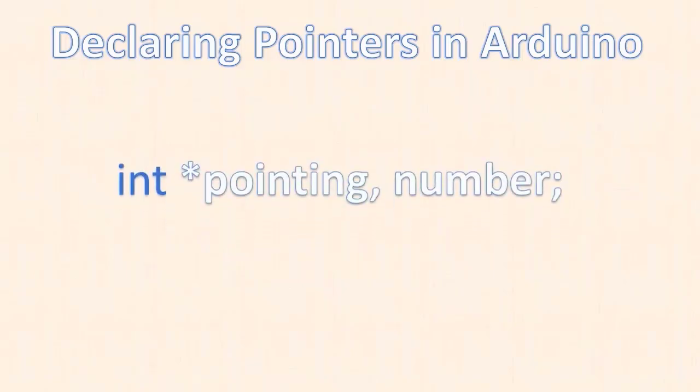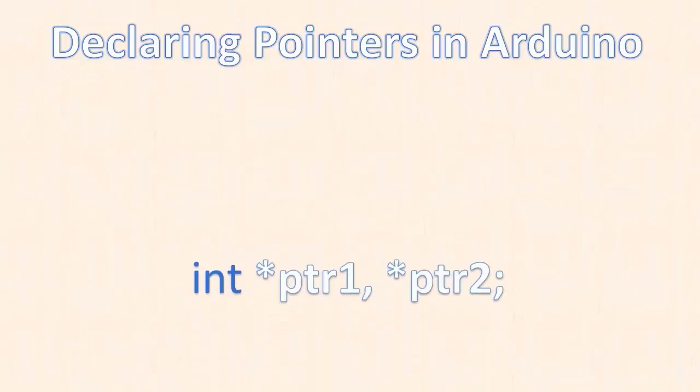Let's talk about pointers in your programs. Like other variables, you must declare a pointer before using it. For example, the declaration here declares the variable pointing to be of type int. You could read the declaration to say, pointing is a pointer to an integer. The variable number is just a standard integer, not a pointer to an integer. The asterisk in the declaration applies only to pointing. Each variable you want to declare as a pointer needs to be preceded by an asterisk. So if I want to declare 2 pointers, I need to do something like this.